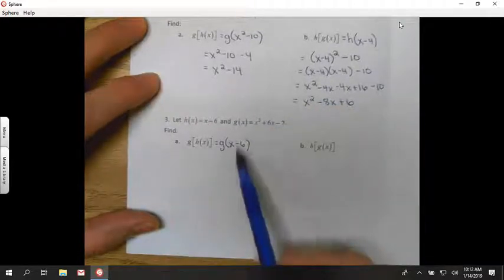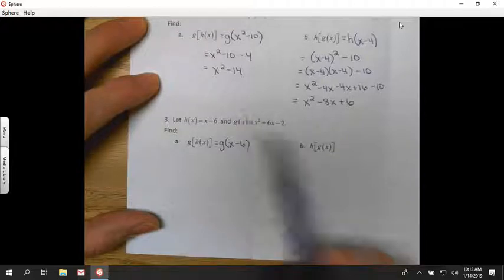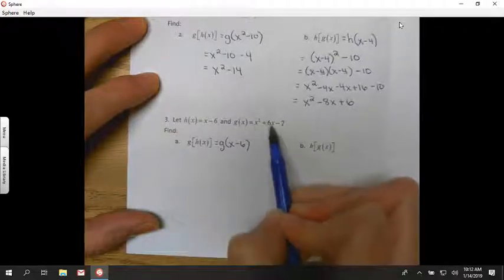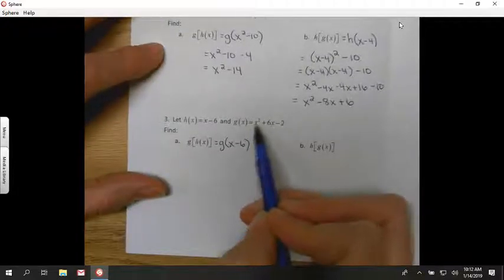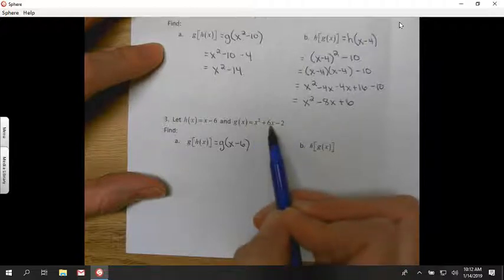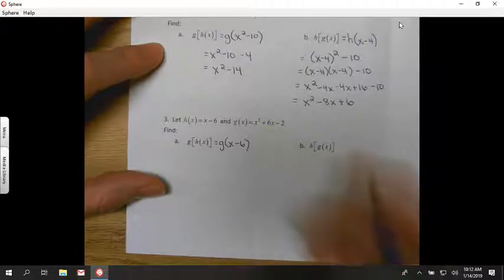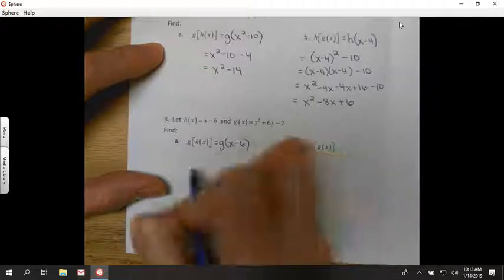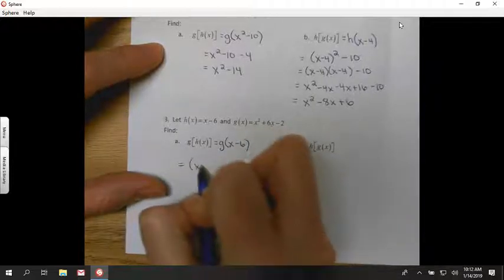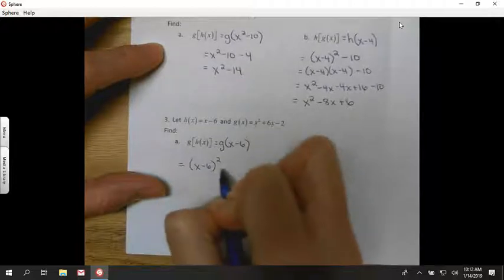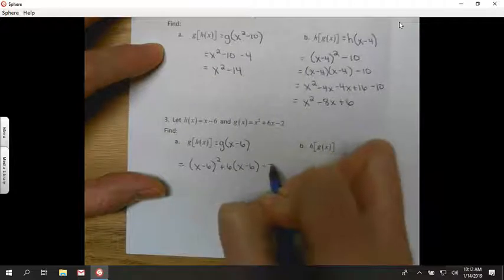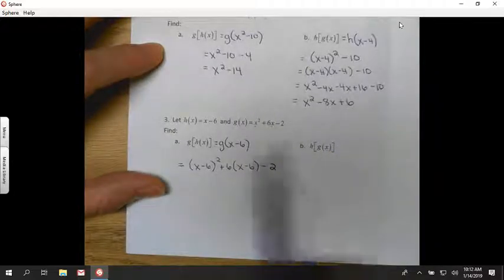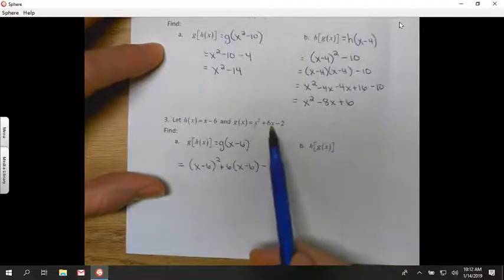So this is telling me, go to your function g, anywhere in there that there's an x, you have to replace it with x minus 6. So this one, not only does it have a squared term, but it has an x in two different spots. You must replace both x's with that x minus 6. So I'm going to get x minus 6 squared plus 6 times x minus 6, and then minus 2 at the end. I have to replace both x's.